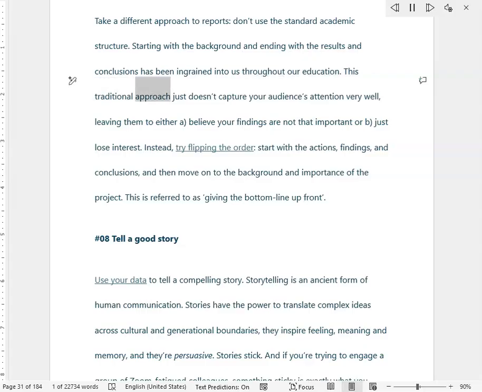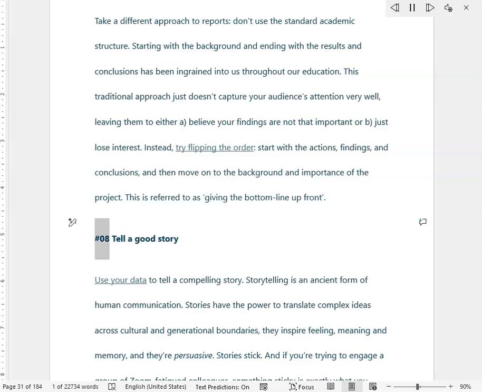This traditional approach just doesn't capture your audience's attention very well, leaving them to either A, believe your findings are not that important, or B, just lose interest. Instead, try flipping the order. Start with the actions, findings, and conclusions, and then move on to the background and importance of the project. This is referred to as giving the bottom line up front.